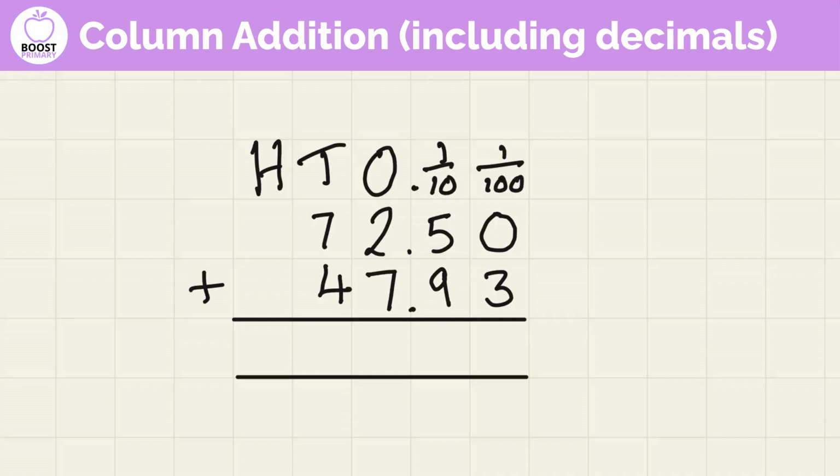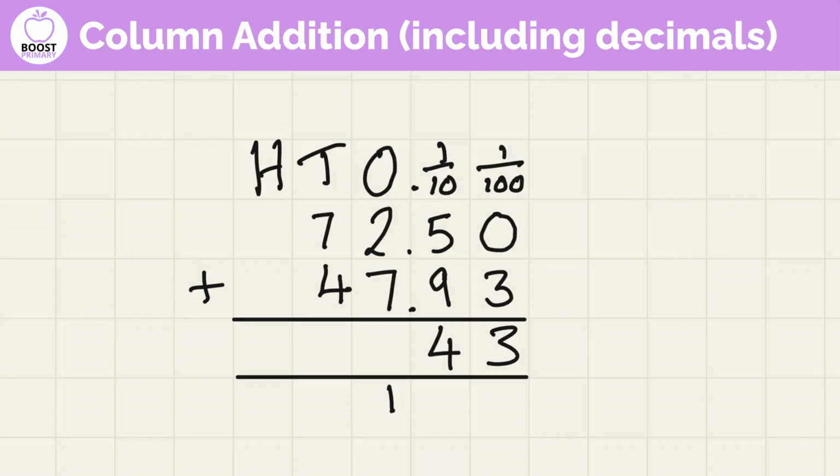This time the column furthest to the right is the hundredths column. 0 hundredths add 3 hundredths equals 3 hundredths. We're going to move on to the tenths column next. 5 tenths add 9 tenths equals 14 tenths. I'm going to take 10 tenths and exchange them for a 1. I've got 4 tenths still to put in the tenths column.